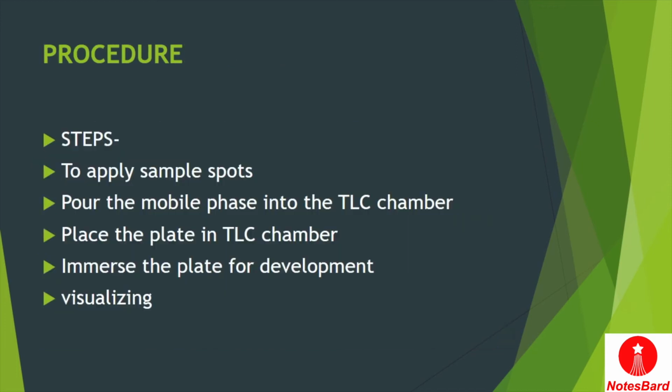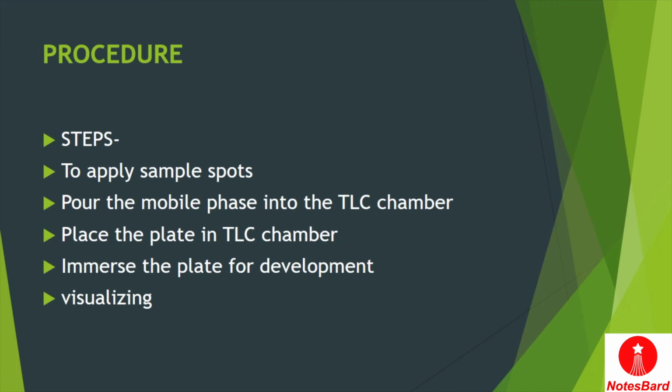So now let's discuss the procedure of thin layer chromatography. Basically the method includes several steps, and the first step is to apply a sample spot at the bottom of the TLC plate. In this method the TLC plate is used as the stationary phase and the sample mixture is spotted on this plate. Then the sample solutions are applied on the spots which are marked by pencil, and then the mobile phase is poured into the TLC chamber.